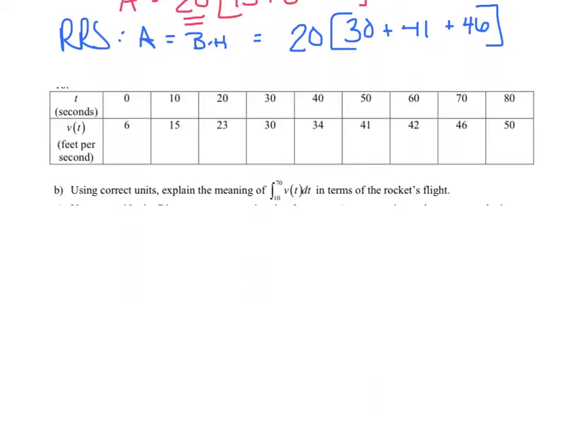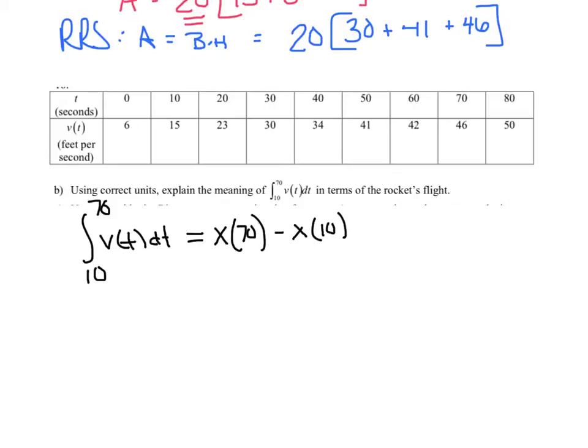Part B. Using correct units, explain the meaning of the integral from 10 to 70 of v of t in terms of the rocket's flight. Here's what I do every time, and I really don't think you can screw this up if you write it out every time, and you're going to see this. They love these questions. Use your first fundamental theorem that we've talked so much about and write down what you get before you even start your sentence. So this integral is equal to, if I integrate velocity, I get the position at 70 minus the position at 10. Put that on your paper first.